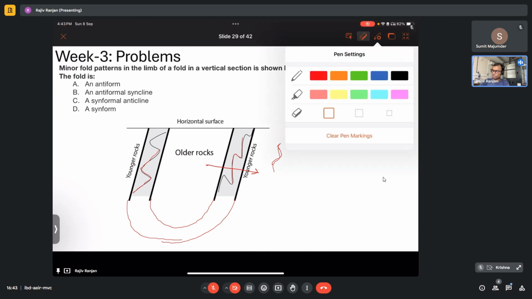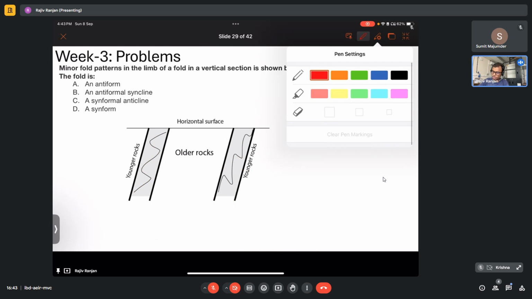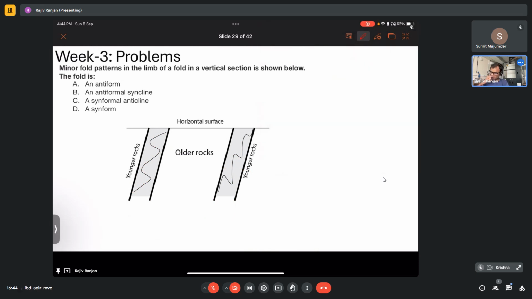To do this, you need to understand the vergence. Whether this is clockwise or anti-clockwise, try to think. We just studied it a couple of slides back. So what do you think? Which is clockwise and which is anti-clockwise? You can see long, short, long, right? Long, short, long. This is clockwise.